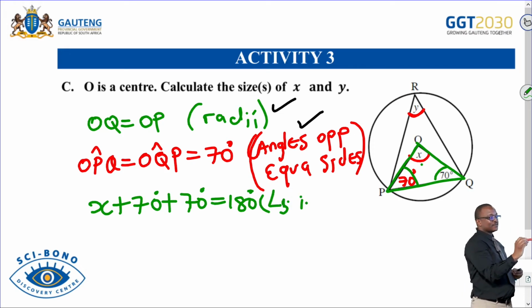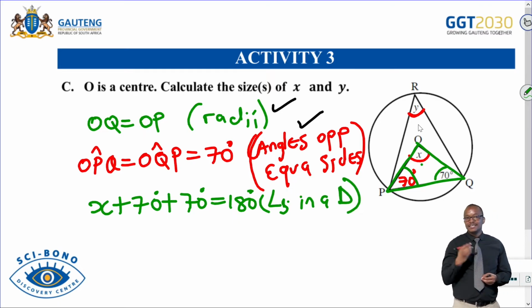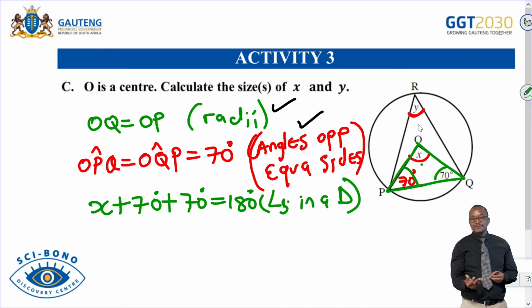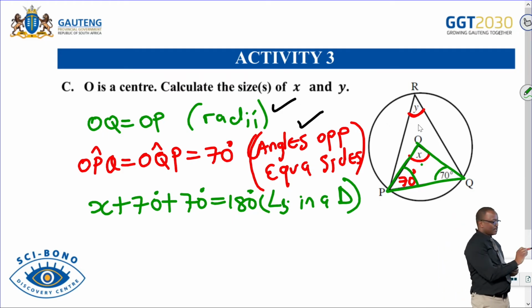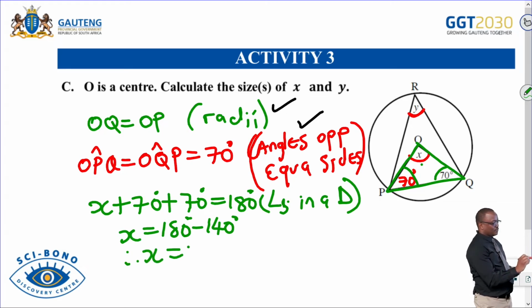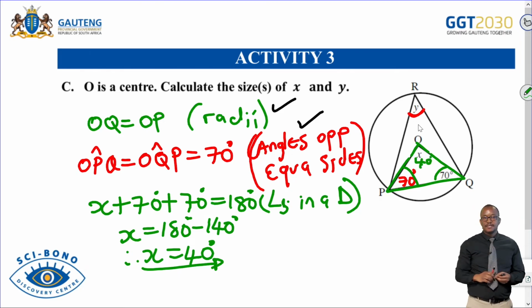Angles in a triangle, or sum of angles in a triangle. You can say sum of angles in a triangle or angles in a triangle. They add up to 180 degrees. Then what will be your x? Your x will be 180 minus 140. Therefore, x is going to be 40. Correct? Now we know the size of x. It's 40 degrees.